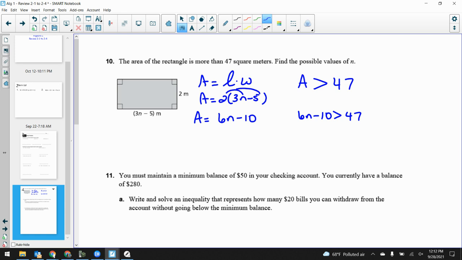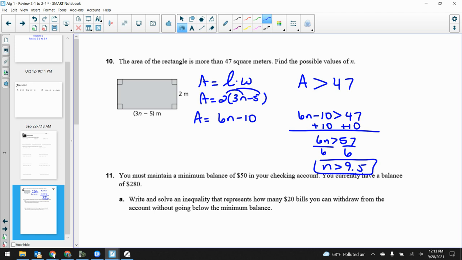Add the 10 over to the other side. From here on, we're just solving. 6n is greater than 57, and when I divide by 6, n is greater than 9.5. Now, is there any statement to make here? Not really. The problem was find the values of n. Can n be a decimal? Sure. Length can be decimals. Totally fine. So here, I'm just going to end it by saying n is greater than 9.5.